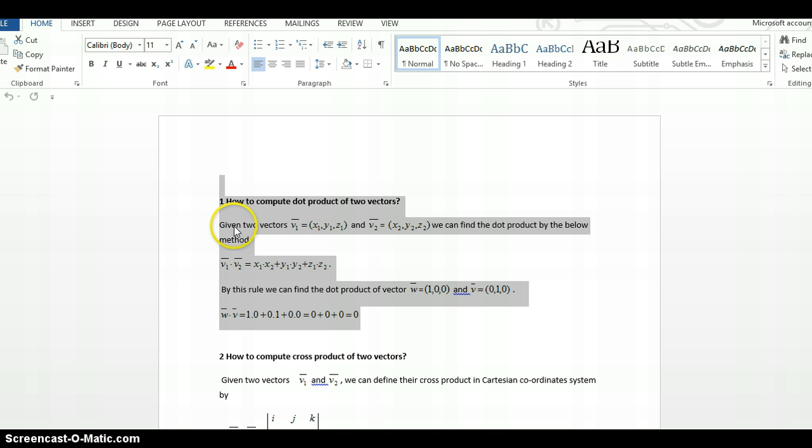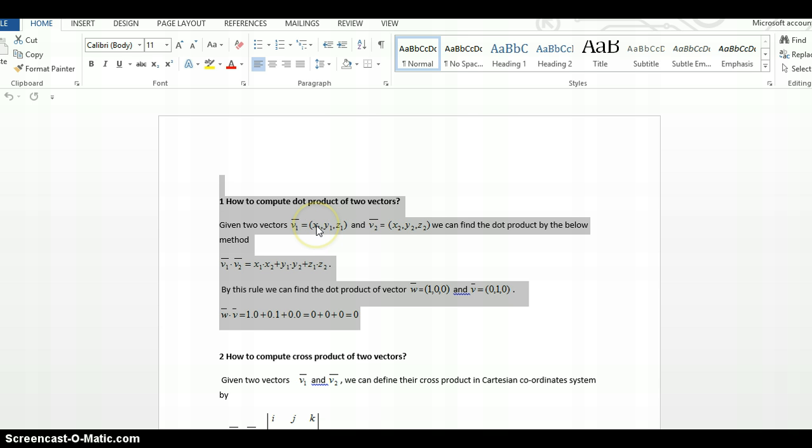So we see that given two vectors, v1 having x1, y1 and z1, and vector v2 having x2, y2 and z2, how do we find the dot product between these two vectors? The dot product between vector v1 and vector v2 can be achieved by multiplying all the elements respectively.